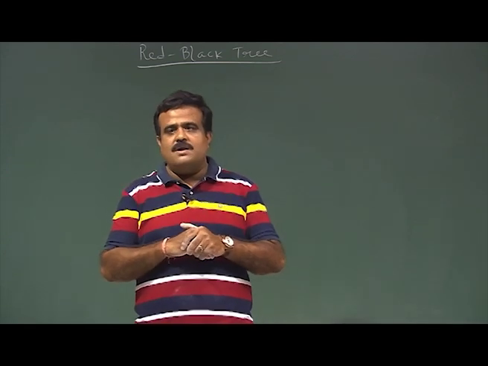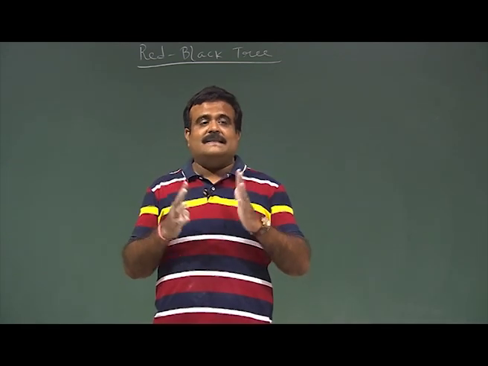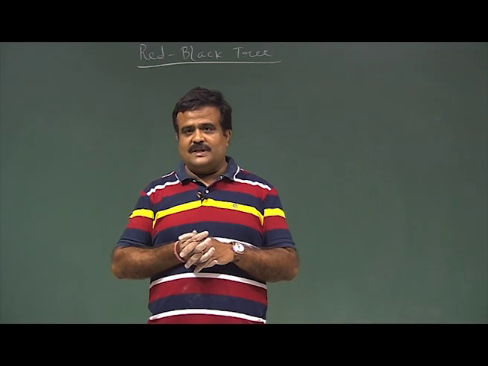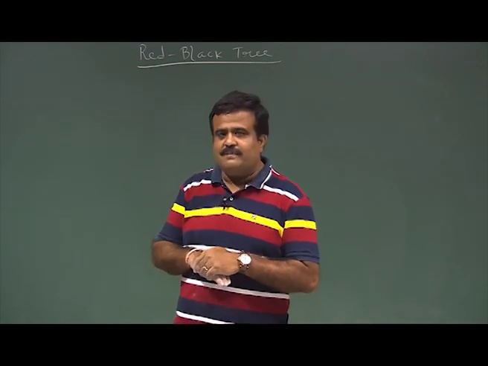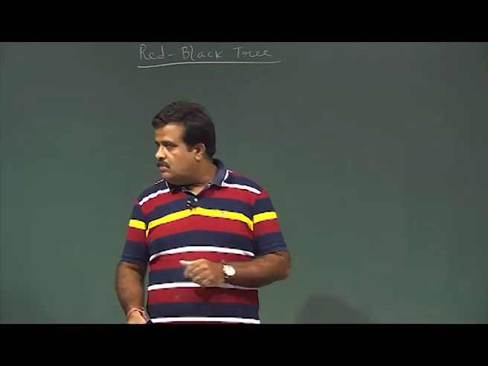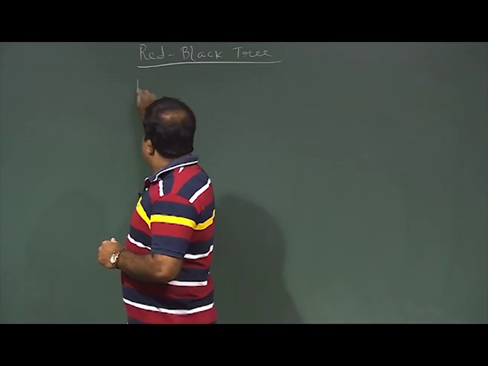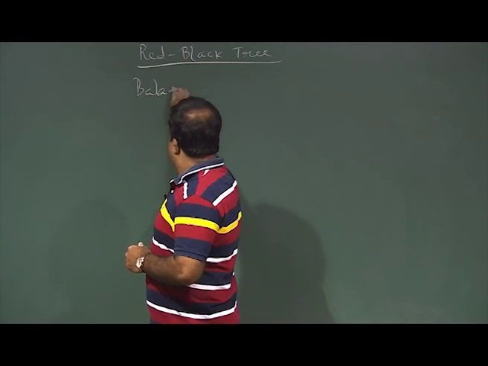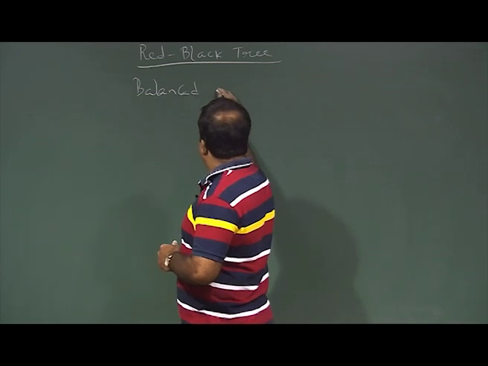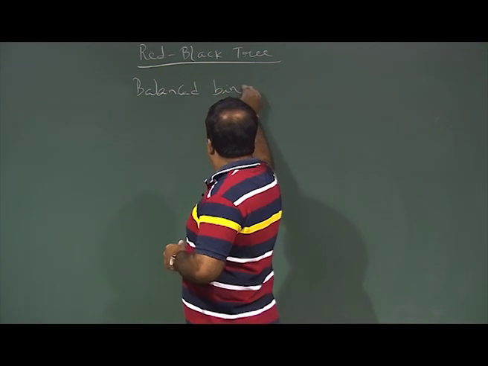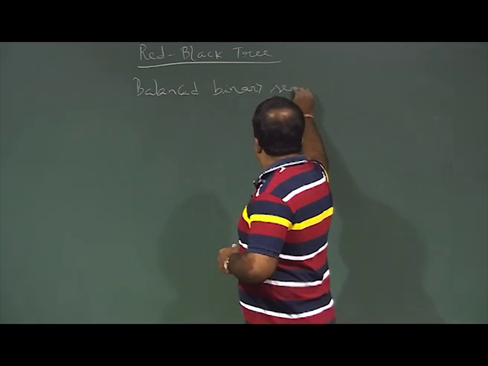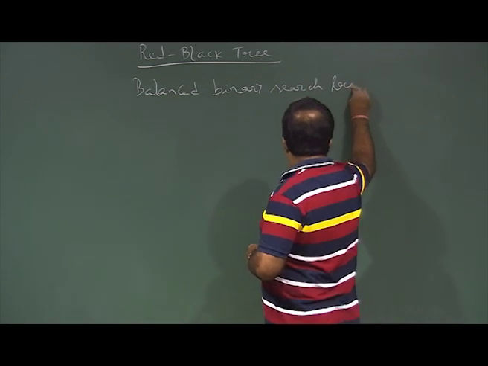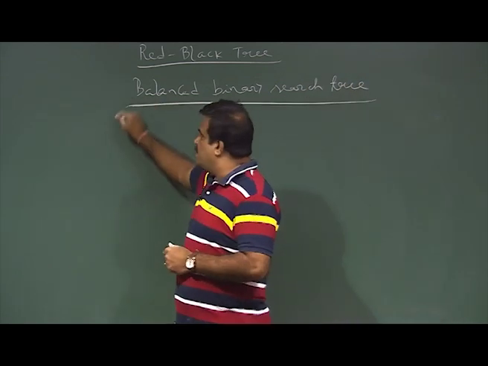So now we want a guaranteed balanced binary tree. That is our class today. Red black tree is one example. So we want a balanced binary search tree, and this is guaranteed, not randomly built, nothing.